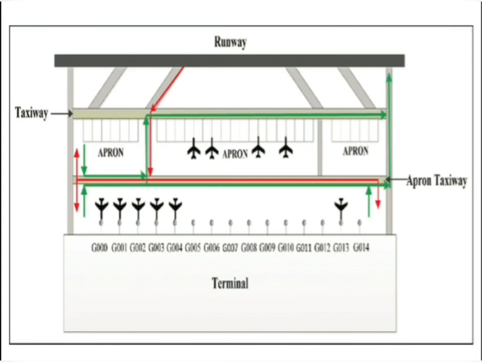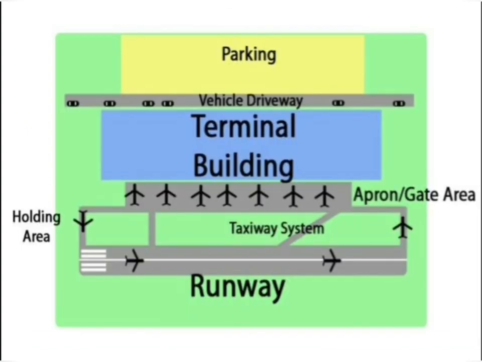This is also one more layout of the airport. Taxiway is there, terminal is there, apron is there, runway is there, and some aircraft you can find in this image. This is another layout of the airport. You can see different designs of layouts.